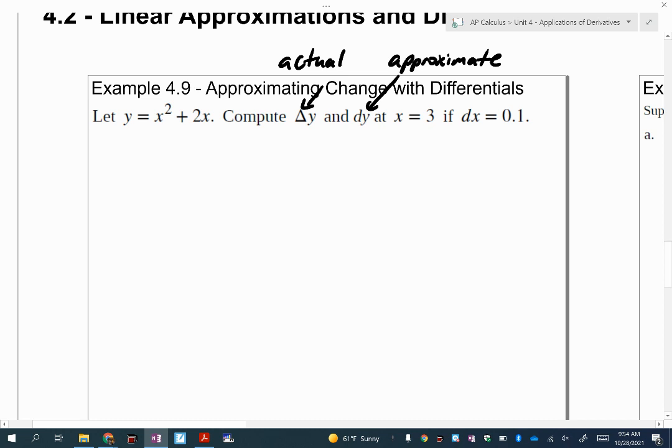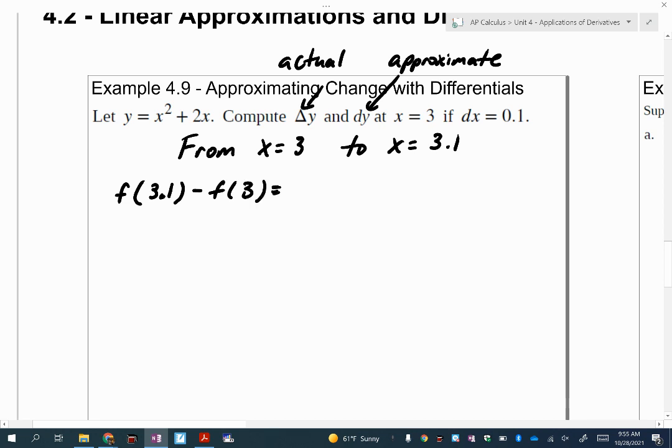So I'm going to start with the actual change. To go from x equals 3, now watch this, the change isn't to 0.1. That is the approximate change in x, so the actual change is from x equals 3 to x equals 3.1. So I'm going to do f of 3.1 minus f of 3. Whatever this is would give me the actual change in my y values. So 3.1 squared plus 2 times 3.1 minus 3 squared plus 2 times 3. Whatever that is would give me the actual change.